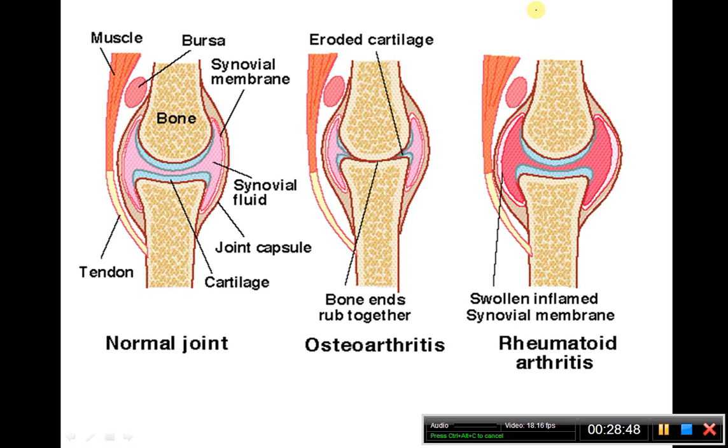So here are some just cartoon versions. You can see the normal joint, synovial fluid. Here you see osteoarthritis where they eroded down the hyaline. And then here, the hyaline's in good shape, but look at all the swelling, the puffiness there in the joint. It's just like when you have some kind of infection on your arm, that area gets all puffy and red because your immune system's attacking it. Here, their immune system's attacking the joint.